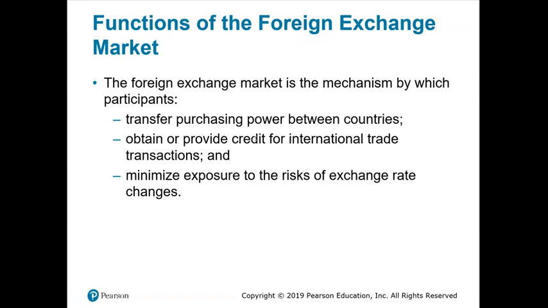So, for example, when you import goods from one country, from another country, you are basically transferring your purchasing power. And it is the foreign exchange market that facilitates the transfer of purchasing power. Cross-border trade of goods, services, and capital involve parties living in countries with different national currencies. So the transfer of purchasing power is of vital importance, and the foreign exchange market helps facilitate it.